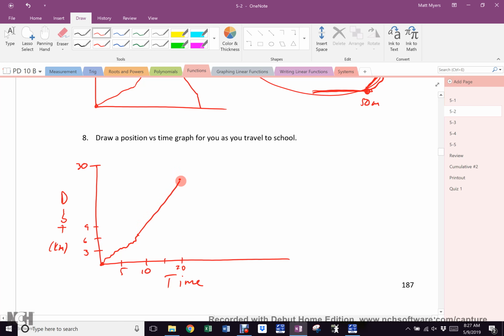What happens when I exit the highway? Slows back down for the last couple of K. Flat, couple of stops for lights. Maybe I get some gas, long stop, and then I arrive at school. That's me. All yours will look different. Yes? All right.